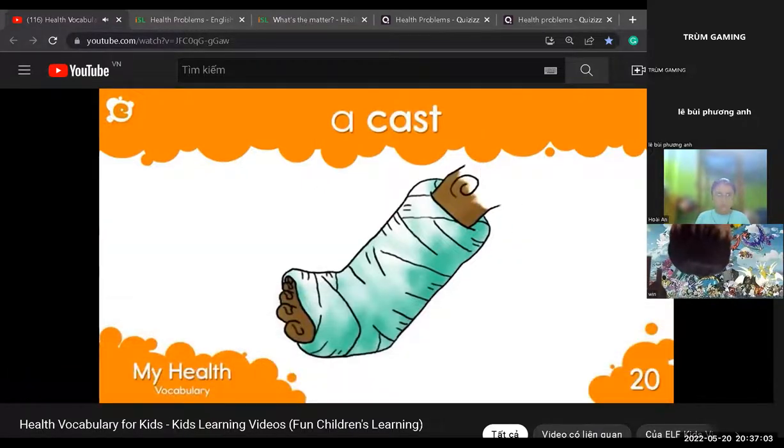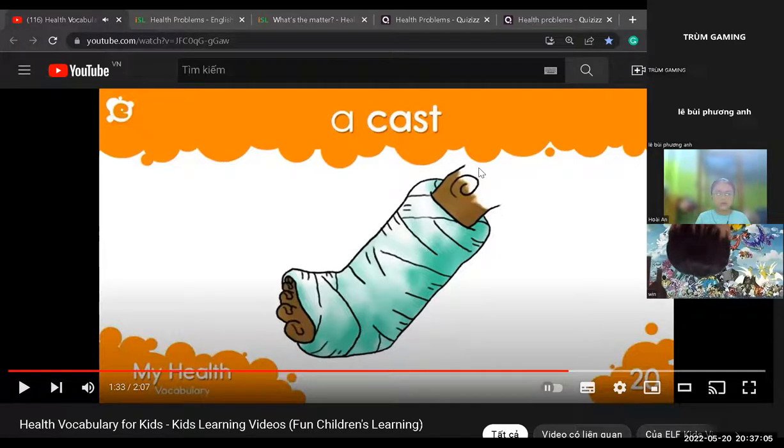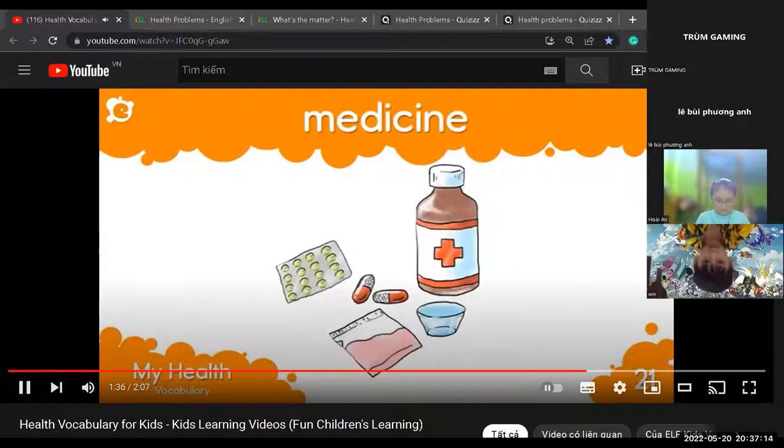A cast. You use a cast when you have a broken leg or a broken arm. Medicine, for example, when you have a fever, when you have a cold.